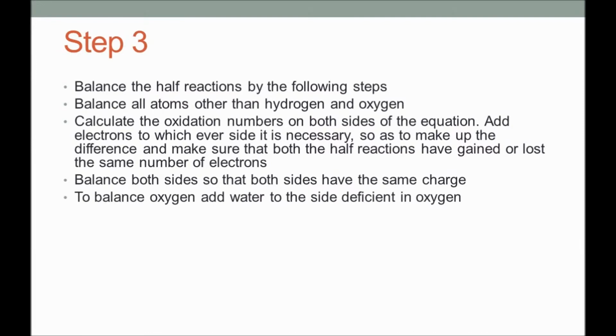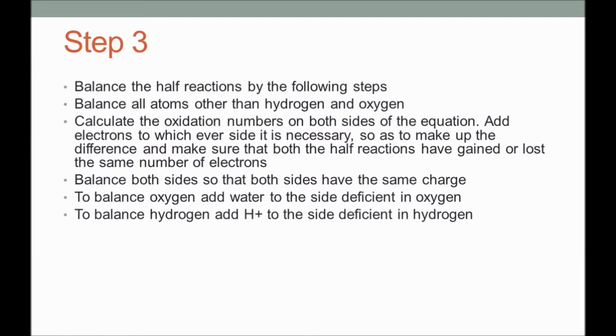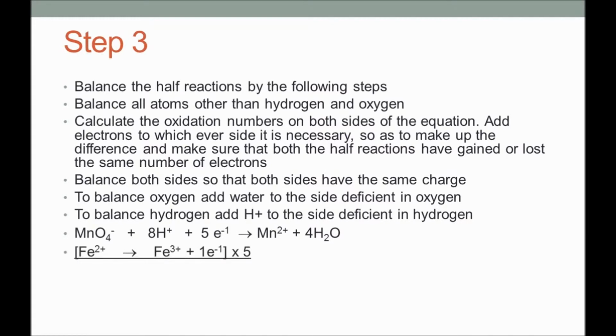To balance oxygen atoms, add water molecules on the side deficient in oxygen. And on the side deficient in hydrogen, add H+ ions because the reaction is being balanced in an acidic medium. This is the reduction half reaction, and this is the oxidation half reaction. The oxidation half reaction produces one electron. And we need 5 electrons in the first equation. Therefore, we multiply the oxidation half reaction by 5 so that we have 5 moles of electrons. Add the two reactions, and you have a balanced equation.